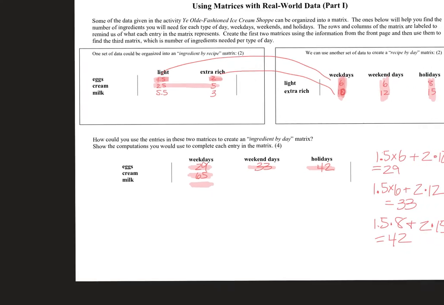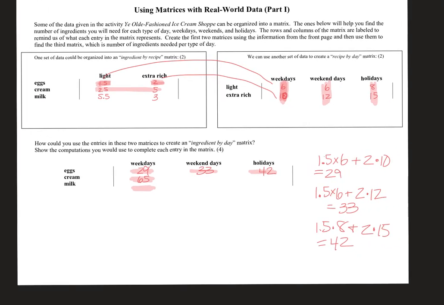I don't want to give you all the work. I want you to go and do it yourself so that you get the practice in. And then as we work our way across, we'll stay in that cream row, 2.5 and 5, and then we'll go to the weekend column, so 6 and 12. And if you multiply and add those together, you're going to get 75. And then we'll stay in the cream row and go to the holiday column, and we'll get 95.